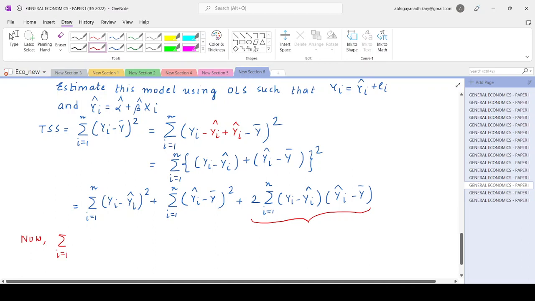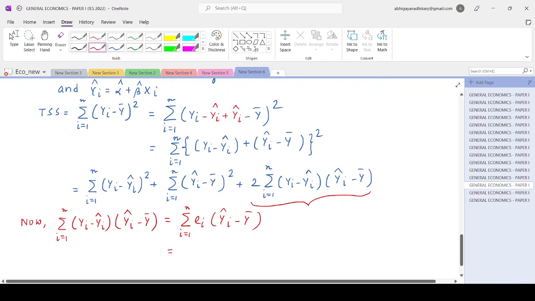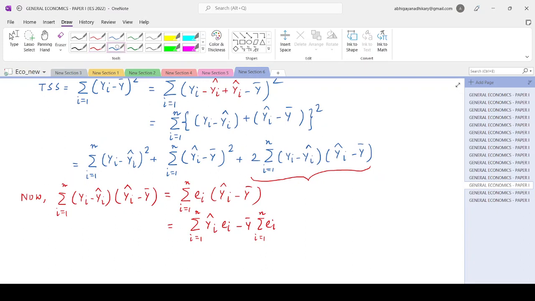That is summation i running from 1 to n of yi minus yi hat times yi hat minus y bar. What is the first bracket? Yi minus yi hat. It's simply ei, right? Times yi hat minus y bar. So if you split it, it will be summation i running from 1 to n of yi hat times ei minus y bar summation ei. Correct? And the second part is 0, right, from the normal equations.